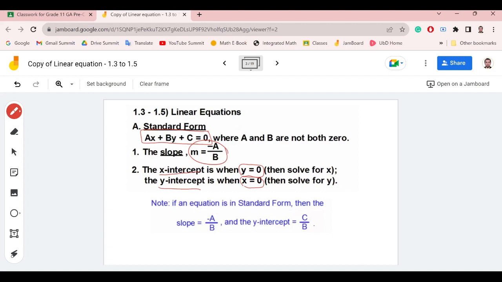Here we also have another way, given the slope that we know, to find the y-intercept by using c over b. This is not given in most of the books, but I will give it to you. So the slope is negative a over b, and the y-intercept is c over b. Did you write this? Okay, I'm waiting.